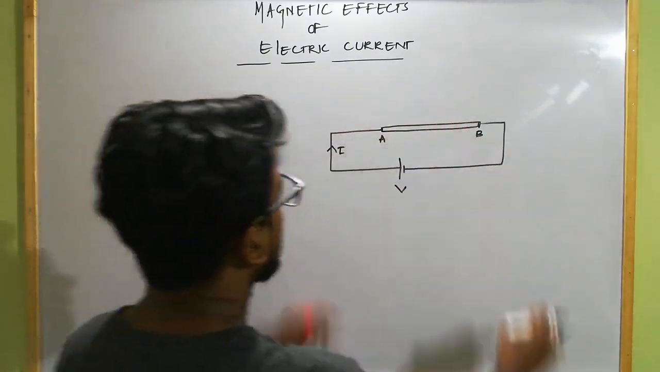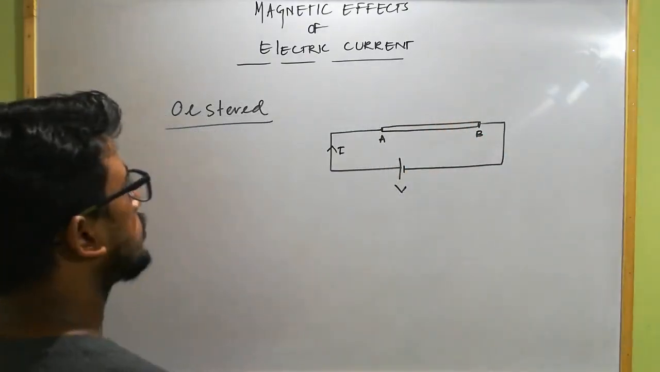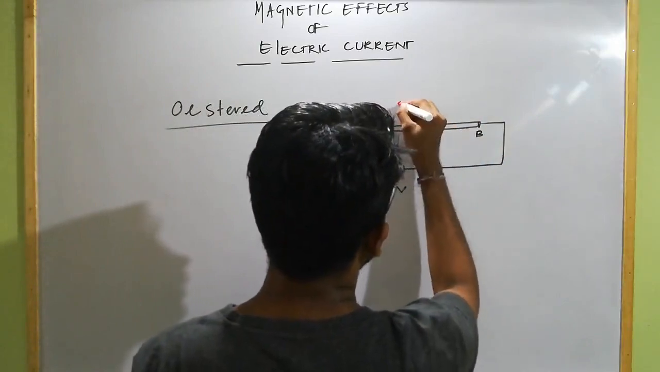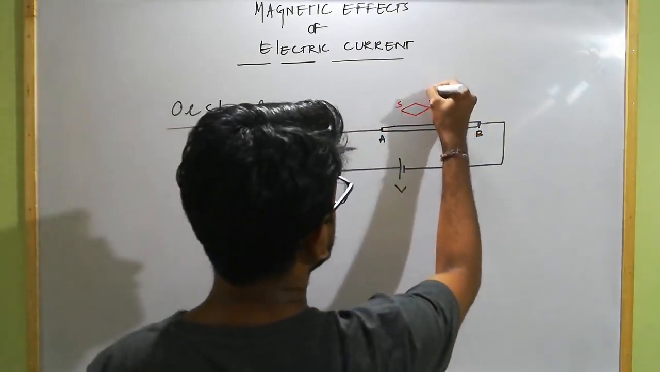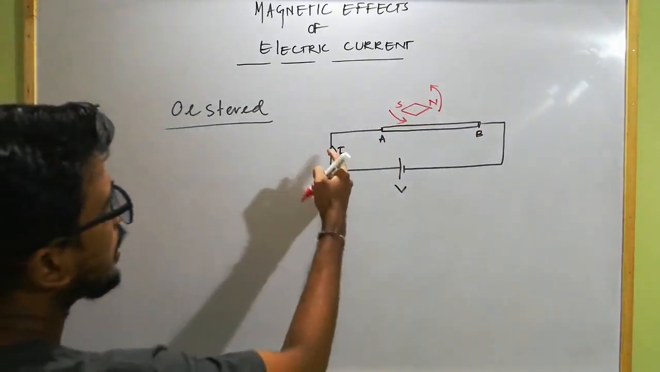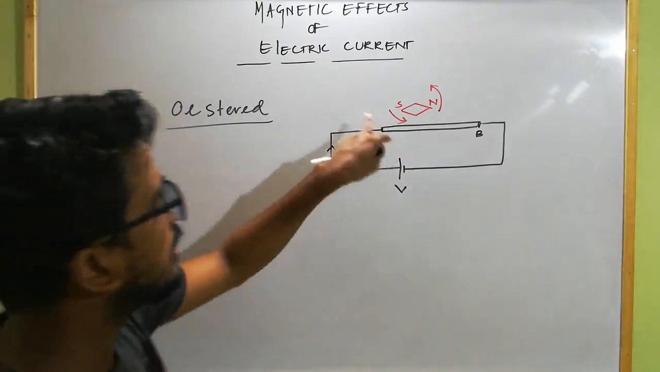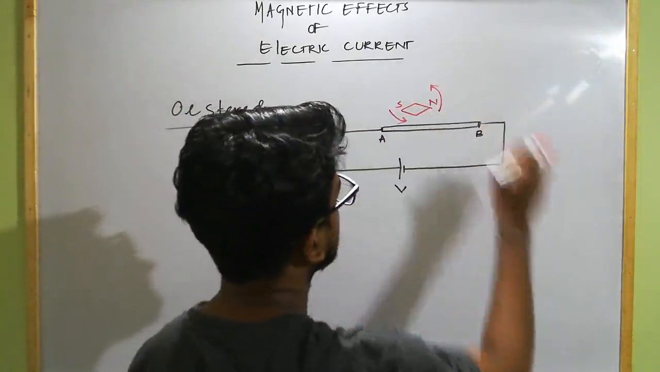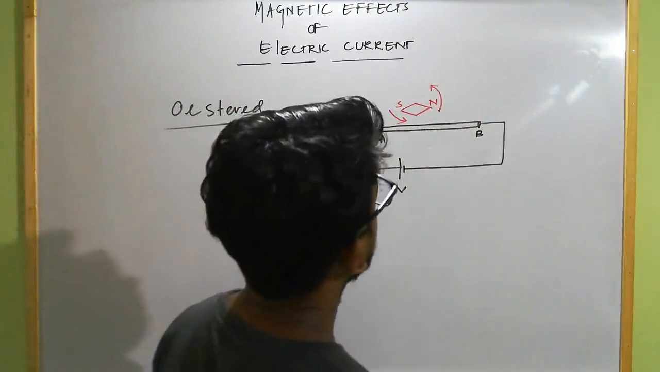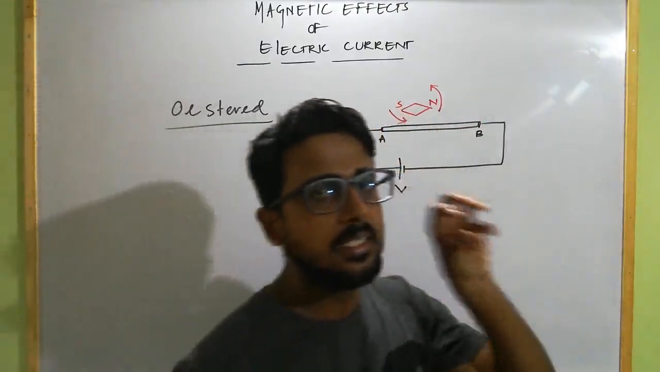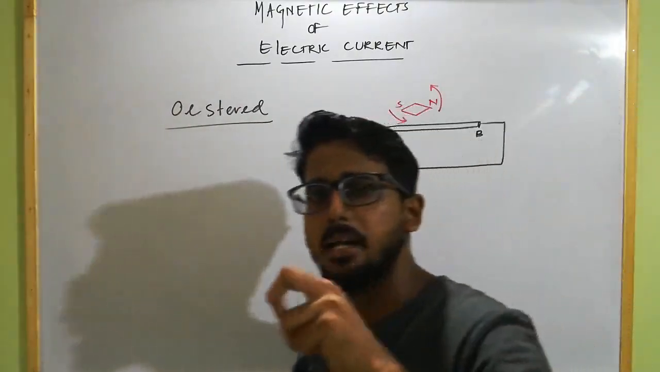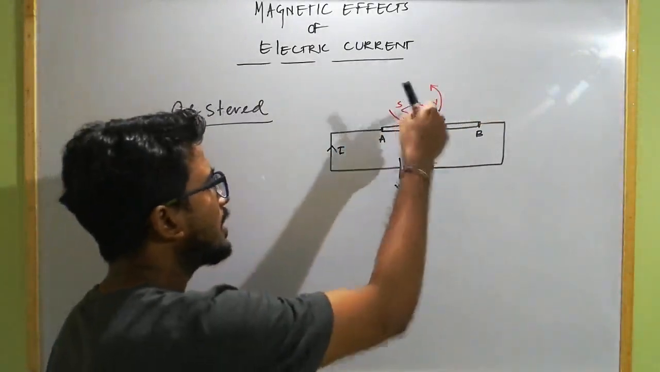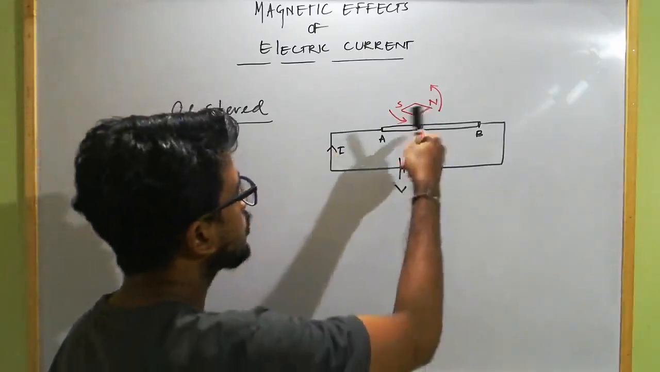As the current flowed through the conductor, he observed that when he placed a magnetic needle or compass near this current carrying conductor, the magnetic needle gets deflected. And as we know, a magnetic compass or needle gets deflected only when it is present within a magnetic field. There is no external magnetic field, but still the needle gets deflected only when it comes close to this current carrying conductor.